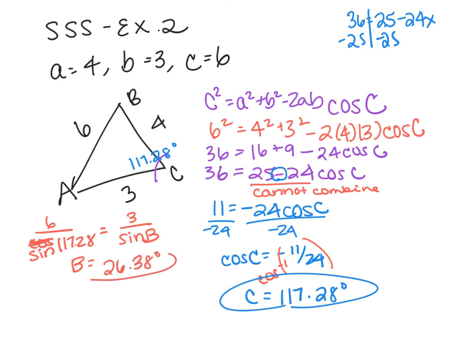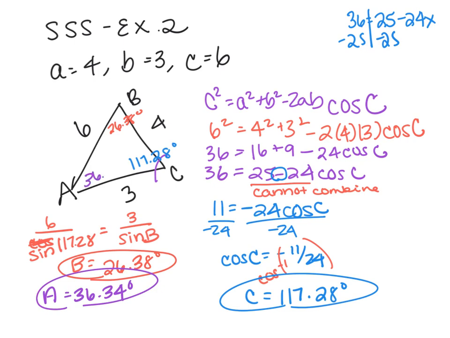26.38 for angle B. So now find, lastly, angle A by just subtracting, because we have 2 of the 3 angles in the triangle, subtracting from 180. So 180 minus 117.28 minus 26.38. And we get angle A is 36.34.